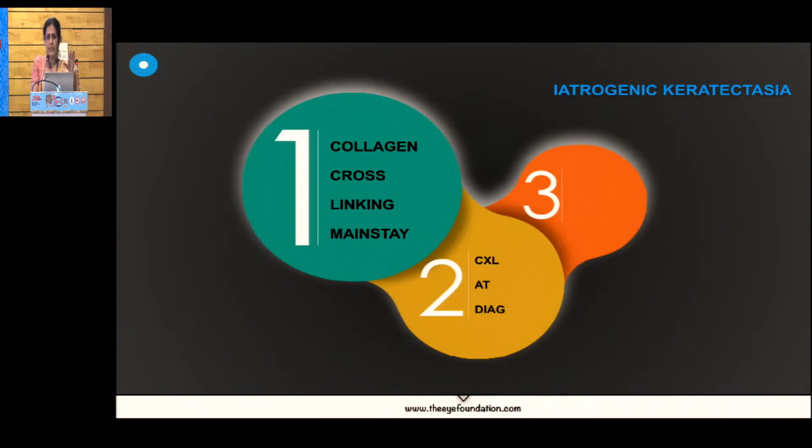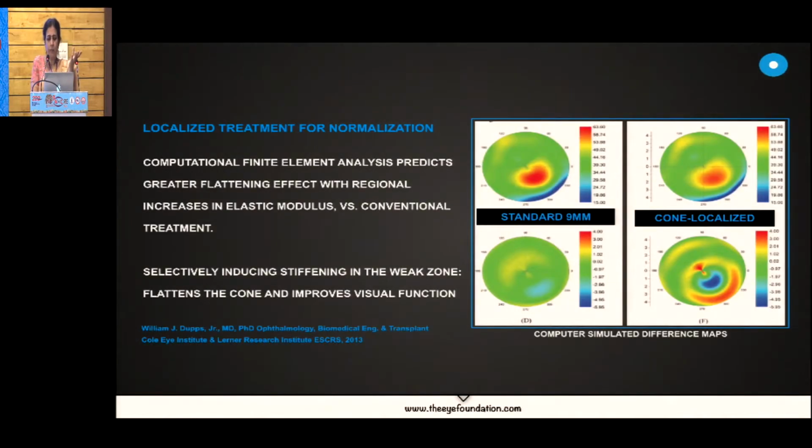Cross-linking is a mainstay for all keratoconus, but in iatrogenic ectasia, probably we should do cross-linking at the diagnosis. But then we also need to remember it's less efficient because you're cross-linking the flap, which does not contribute to the biomechanical stability. And there are different studies which say that there is something pathophysiologically different in these corneas. Even diffusion of the riboflavin is questionable.